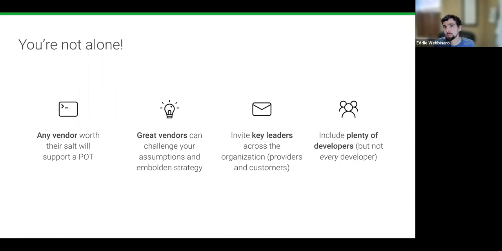So a good vendor is really going to help you challenge your thinking, your assumptions, help you identify new opportunities in your organization, and ultimately embolden your strategy, right? We want to pull in key leaders across the organization, as well as a few of our key developers, and make sure that we're really creating this aligned vision. What we're not going out and doing is generating a requirements checklist from all these stakeholders and promising a system that would deliver all of that. We're building interest and information at this point, not delivering commitment.